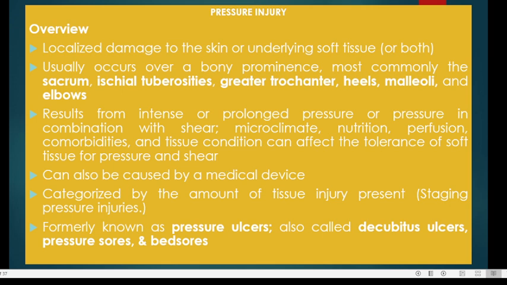Pressure injuries can also be caused by a medical device, when used or applied on a patient. Pressure injuries are categorized by the amount of tissue present. So that brings about the staging of the pressure ulcers. Pressure injuries were formerly referred to as pressure ulcers, also called decubitus ulcers, pressure sores, or bed sores.